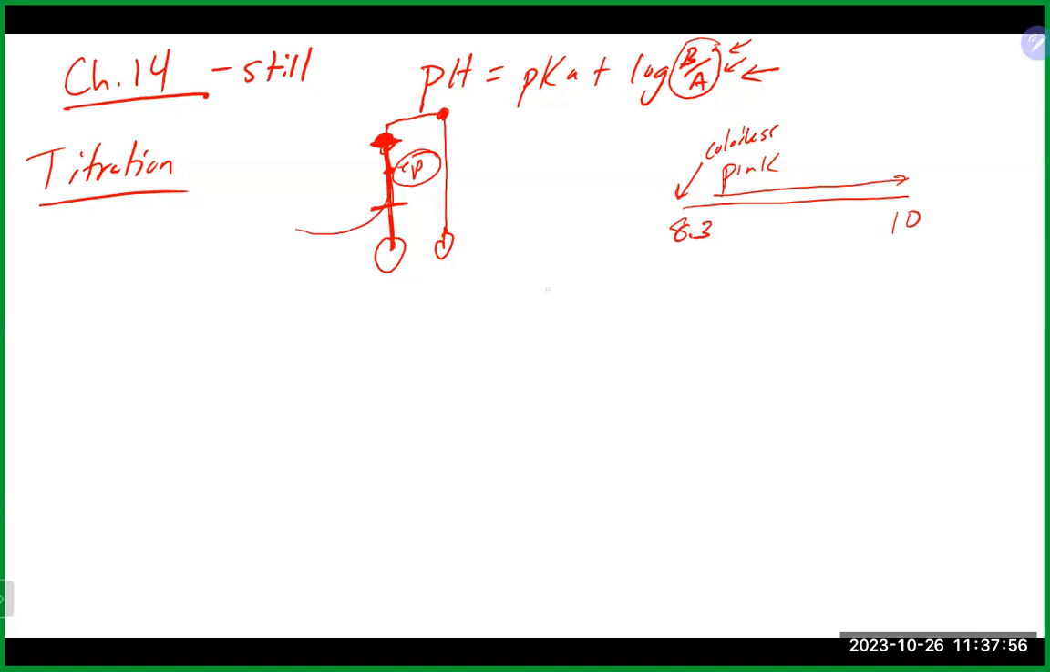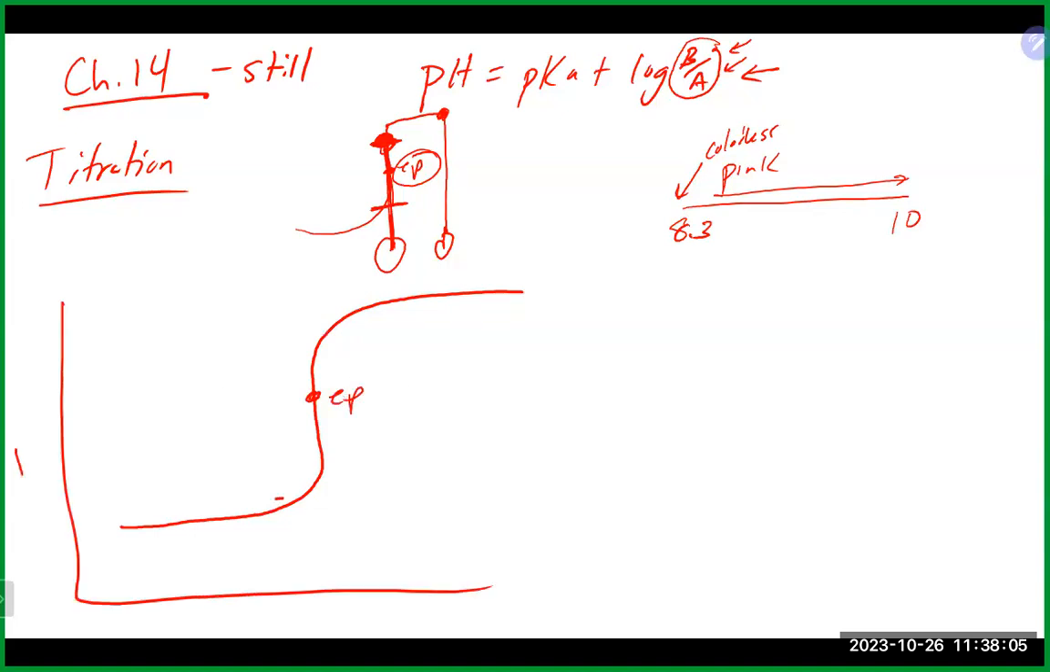The important part of a titration curve, as we talked about, is that most of them look like this S-type shape with our equivalence point happening here, with pH and some volume of, say, sodium hydroxide or base being added.